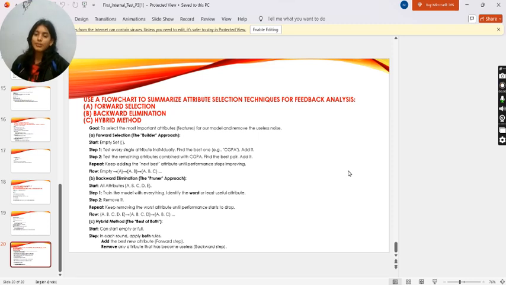Now we have the hybrid method, the best of both. Start can be empty or full. In each round, apply both rules. Forward step: add the best new attribute. Backward step: remove any attribute that has become useless. That is all for part 3.